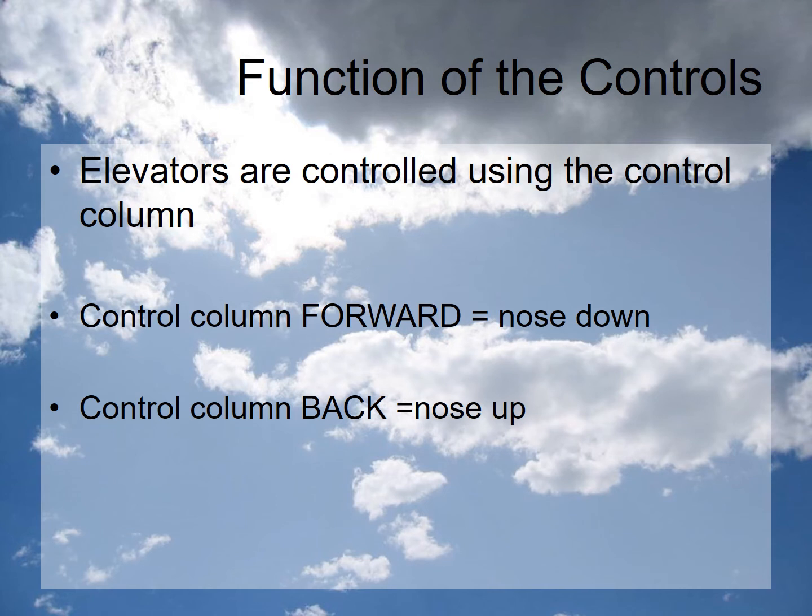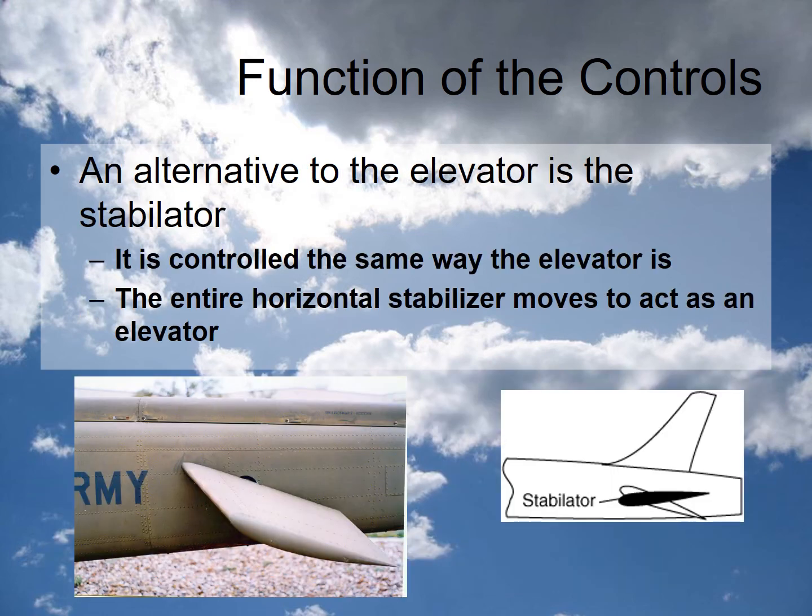Now the elevators are controlled using the control column. Control column forward, the nose will go down, and control column back, the nose will go up. This is pitching down and pitching up. An alternative to the elevator is the stabilator. It is controlled the same way the elevator is controlled. The entire horizontal stabilizer moves to act as an elevator.